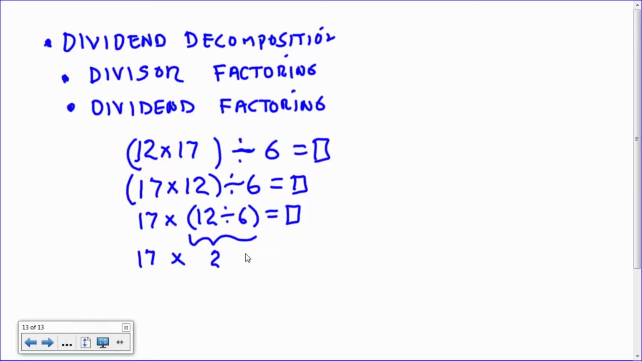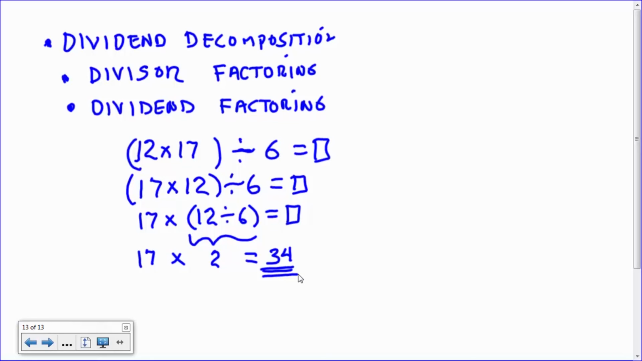Then I have to multiply 17 times 2, or it's just 2 17s, which is 2 10s, 20, and 2 7s, 14, which is 20 and 14, which is 34. So that's the quotient in this problem. Let me show you why that works, okay?